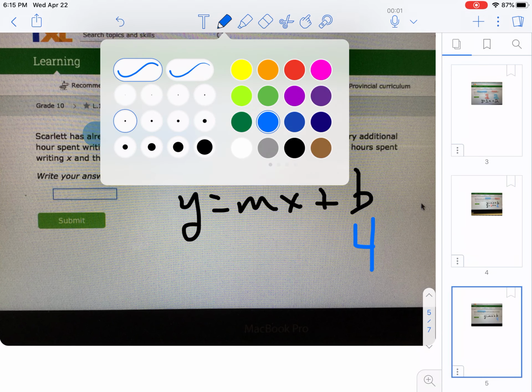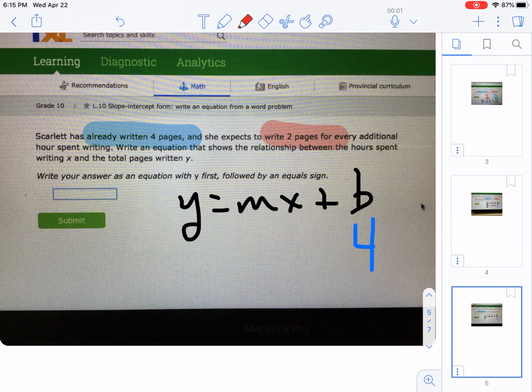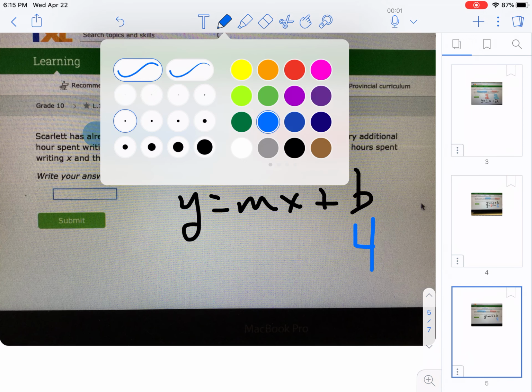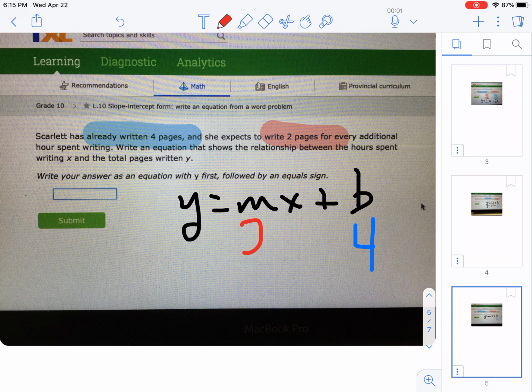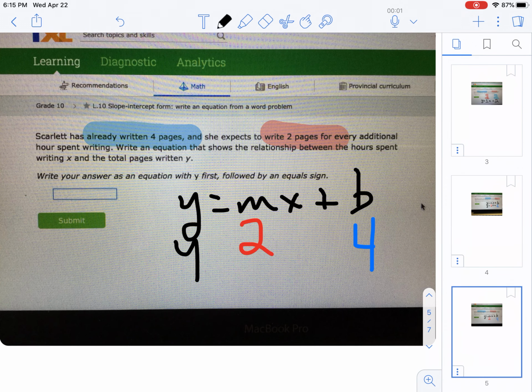What part of the equation will change? This part changes. It says she's going to write 2 pages for every hour spent writing. So we take the part that will change and we put it here, because that's what m means. It's the part that changes, or the variable part, or the slope. Then what we do from there is we finish our equation. We write y equals 2x plus 4.